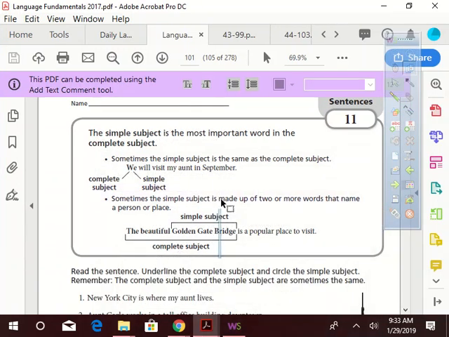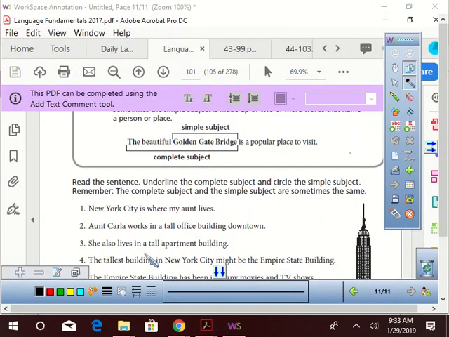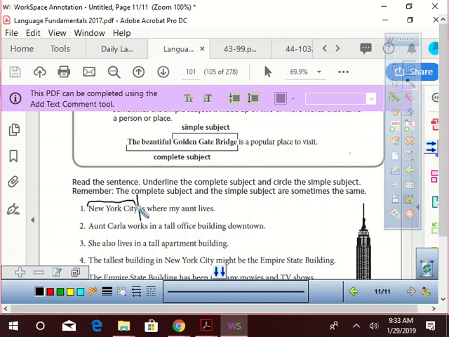All right. So, whoa. Man, I hate when this thing does that. All right, you ready for this one? Who thinks they've got the chops to do number one? New York City is where my aunt lives. Where's the subject? New York City. Okay. This is where my aunt lives. What's the simple subject? City. I think it's New York City. I think it's one and the same. Subject and simple subject. Aunt Carla works in a tall office building downtown.